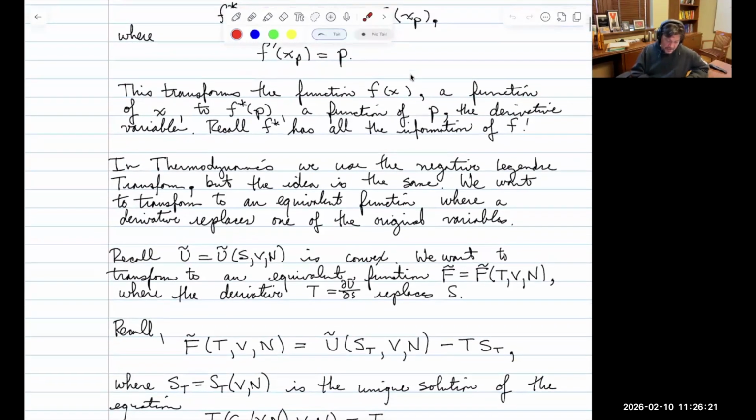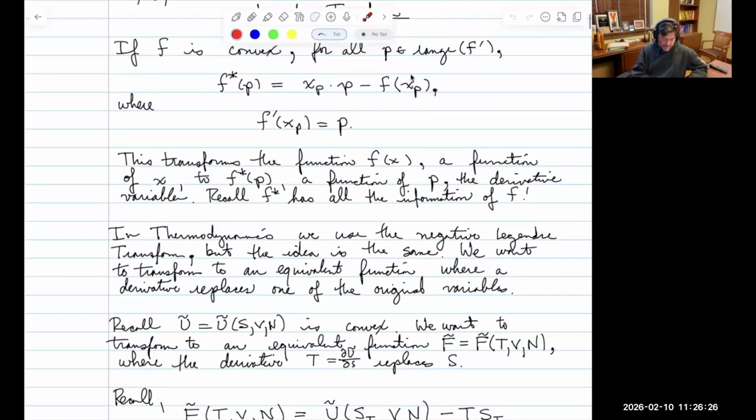As I said, in thermodynamics, we use the negative Legendre transform. So notice the structure of this transform up here: x(p) times p minus f of x(p), where x(p) is defined as the value of x that satisfies this equation, f prime equals p. So it's that unique value. The reason why we know it's unique is because this function f prime is strictly increasing. It's a one-to-one onto function.